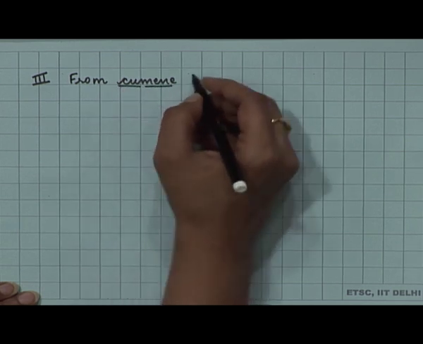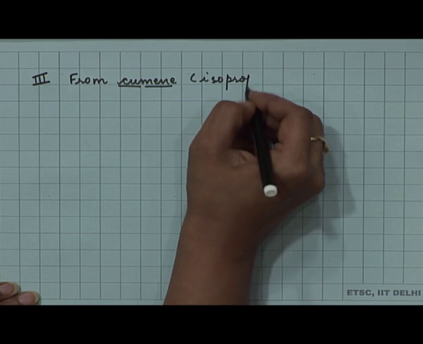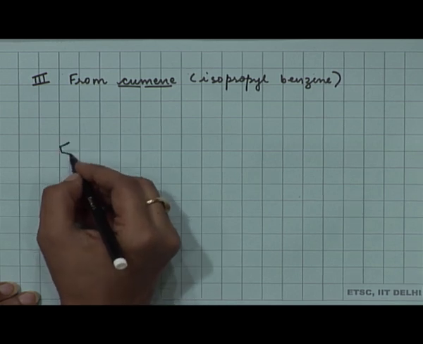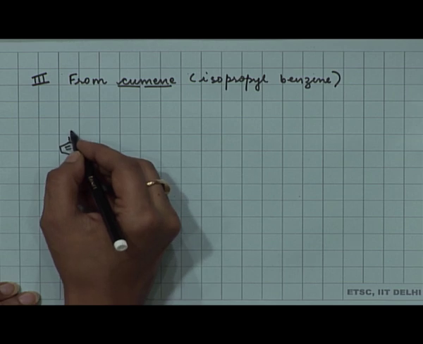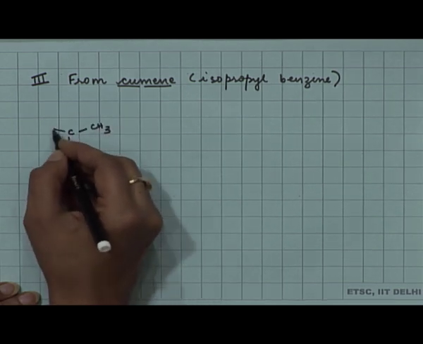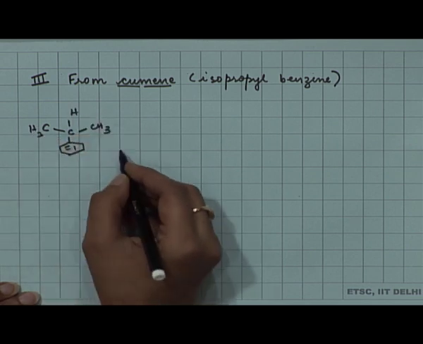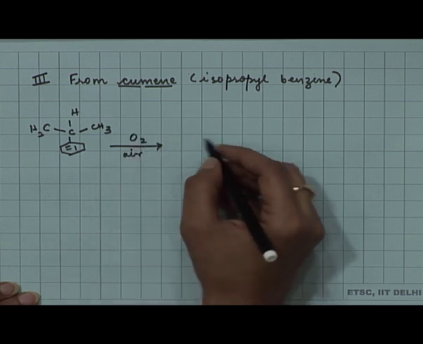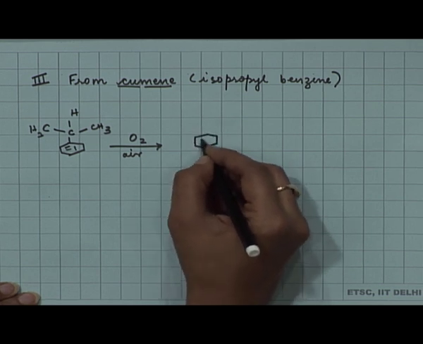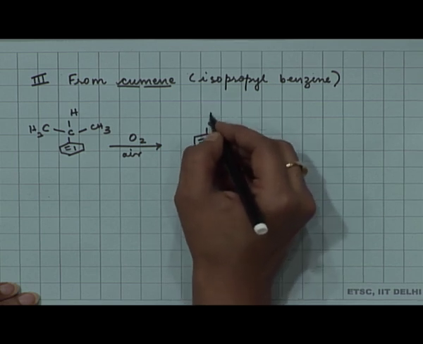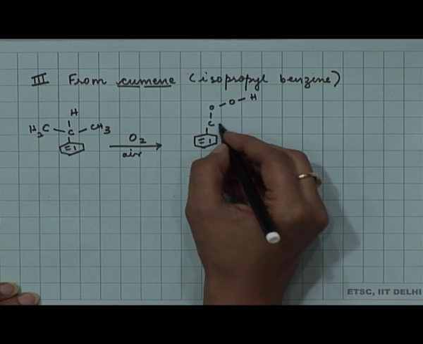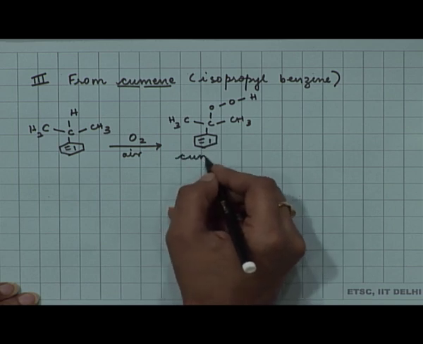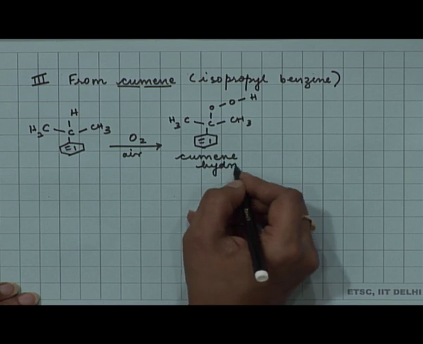Cumene is also known as isopropyl benzene. So, we start from isopropyl benzene or cumene and treat it with air. Under oxidative conditions it yields an intermediate which is a cumene hydroperoxide. So, you get this as the intermediate, which is cumene hydroperoxide.